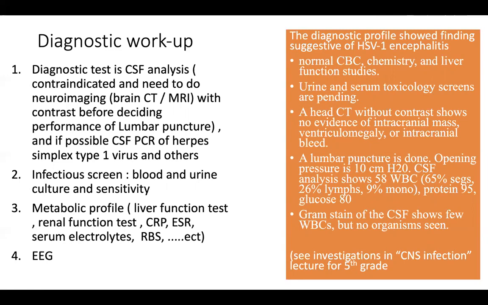How? She had a normal complete blood count, chemistry, and liver function. She had a normal toxicology screen in urine and serum. The head CT scan without contrast was normal. Lumbar puncture was done, since the CT scan was normal and she had no radiological features or contraindications. She had neurological contraindications, but no radiological contraindications. So it was possible to do lumbar puncture.